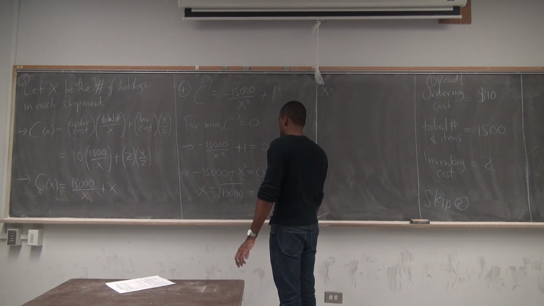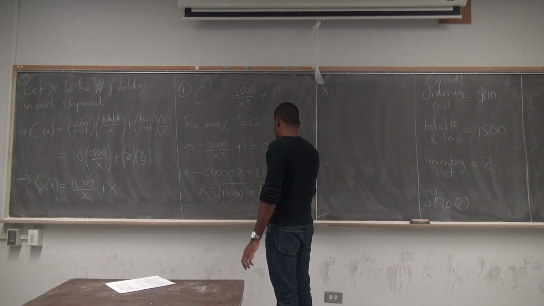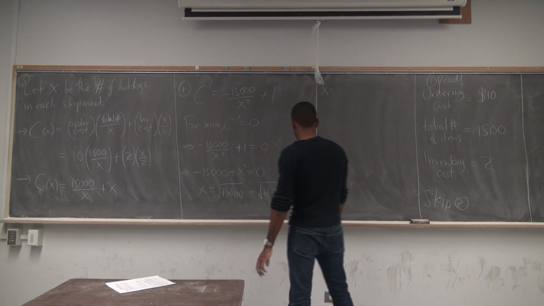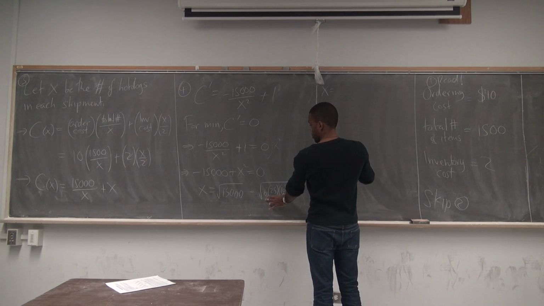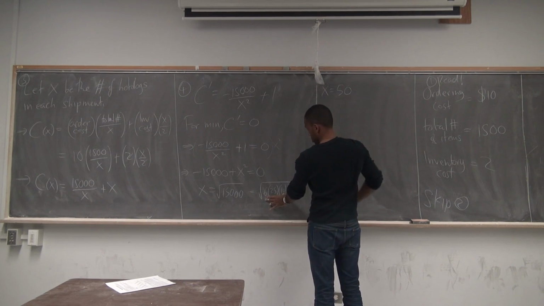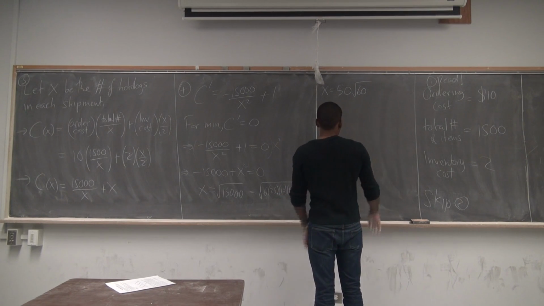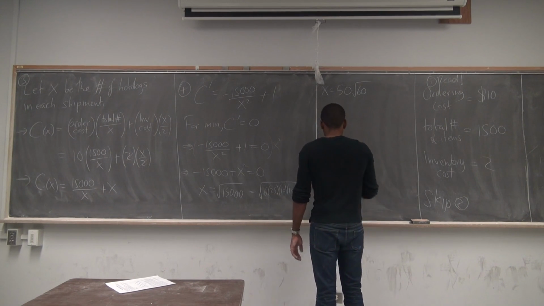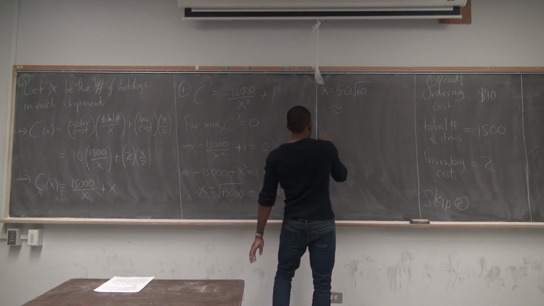150. 25 goes into 150 how many times? 6 times, right? 6 times 25 times 10 times 100. So this is approximately the size. Okay, so what did I want to find?